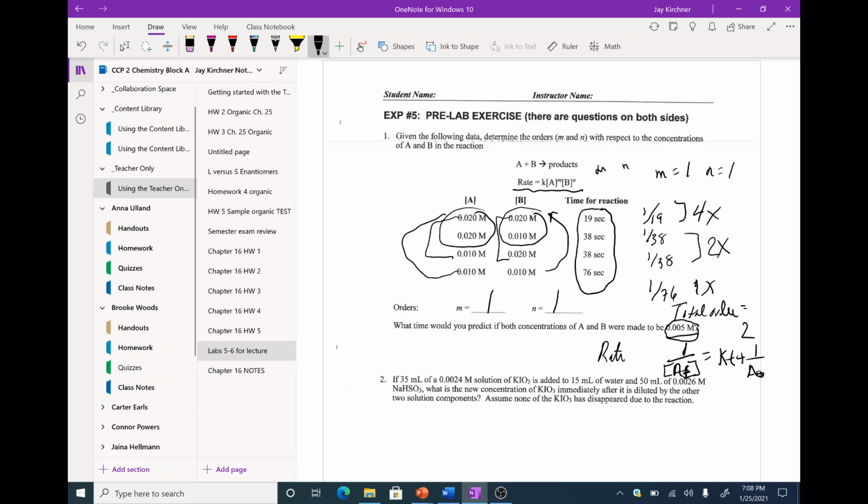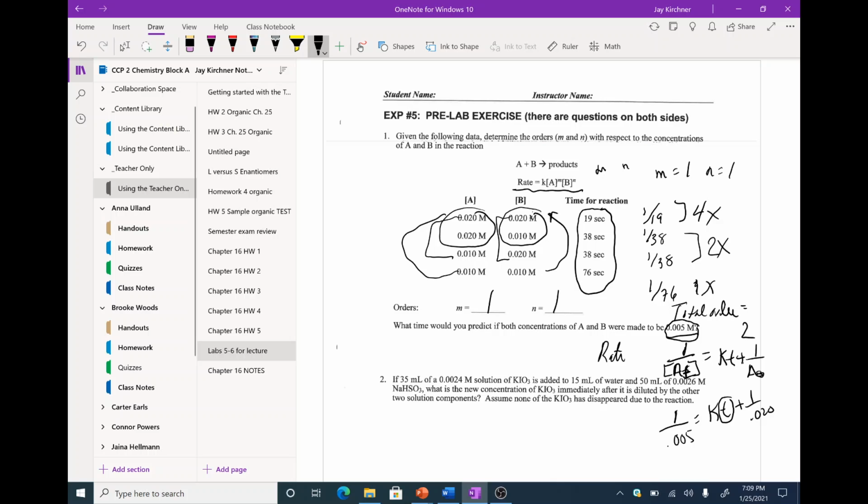And what time would you predict if it's that? Now, did they give us the constant? And I don't think they did. So, well, anyway, I'll show you how to do it, though. This is a trick question. So you put 1 over the later concentration, 0.005, equals the rate constant times what we're going to look for, which is t, plus 1 over the initial concentration, which is 0.020. Okay, so anyway, where do we get k?